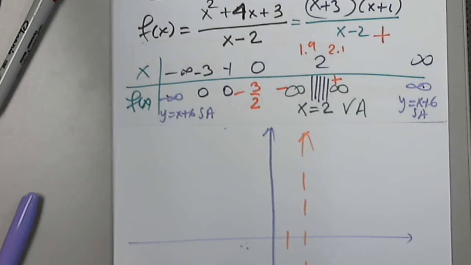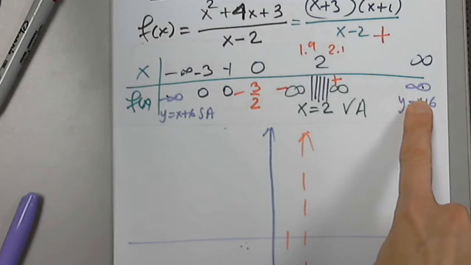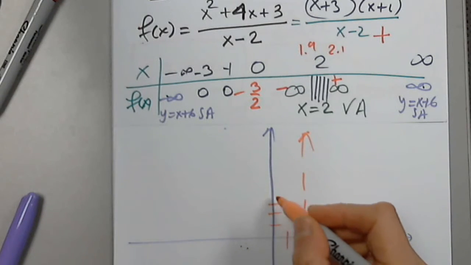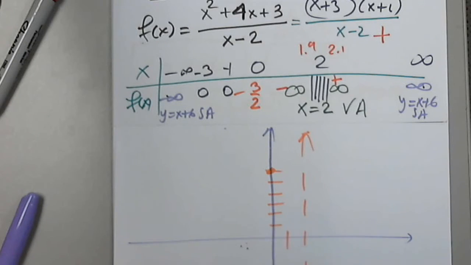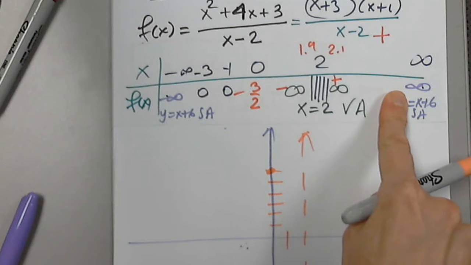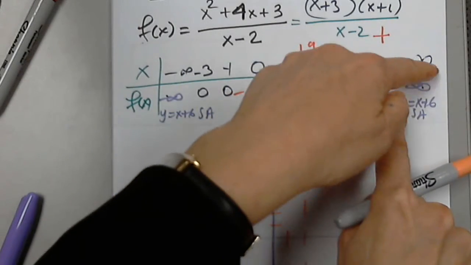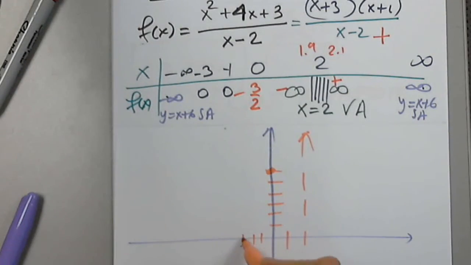I need to find the x and y intercepts. When x is 0, how much is y? Good. When y is 0, how much is x? Very good. Here's the slant.